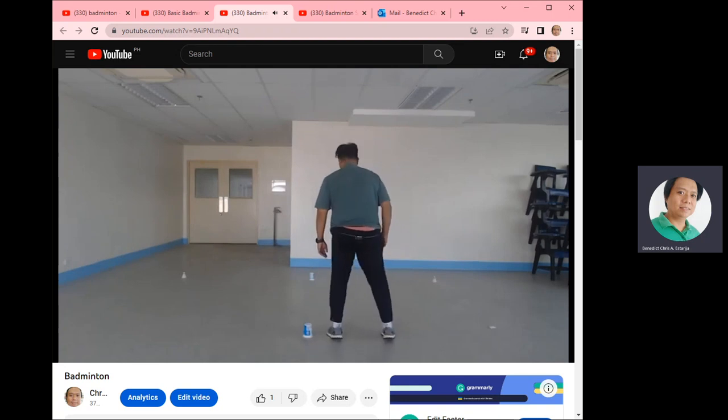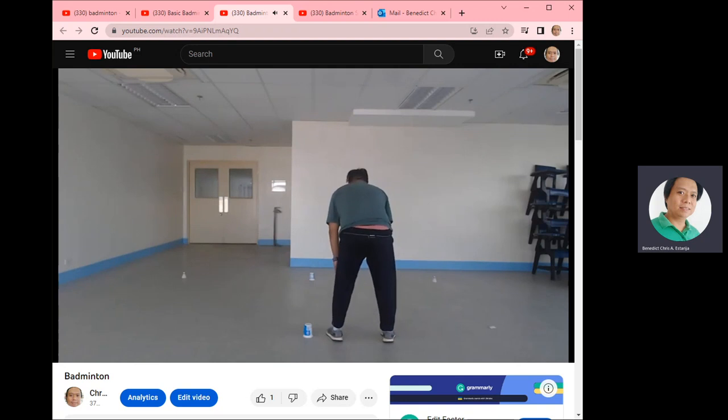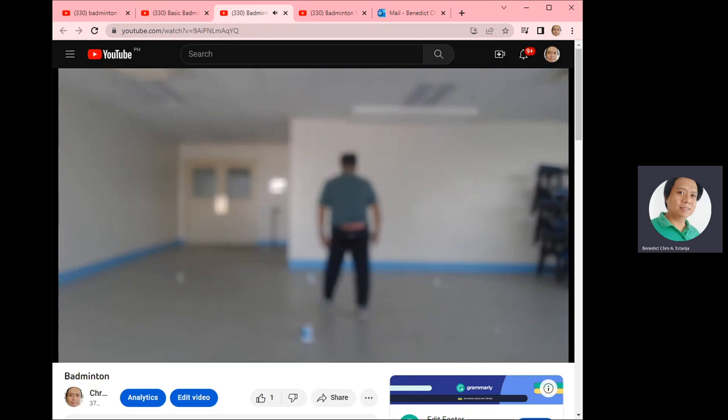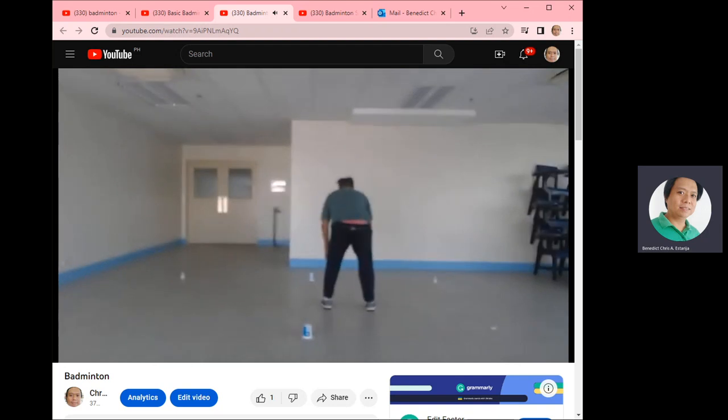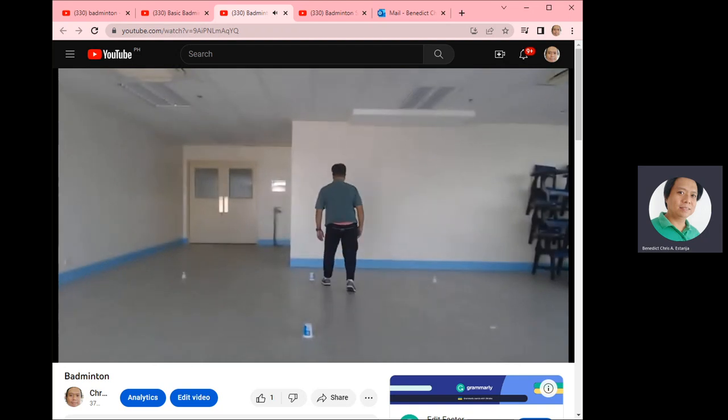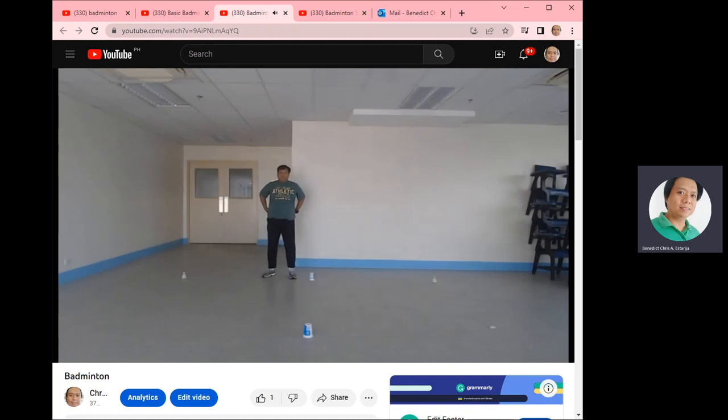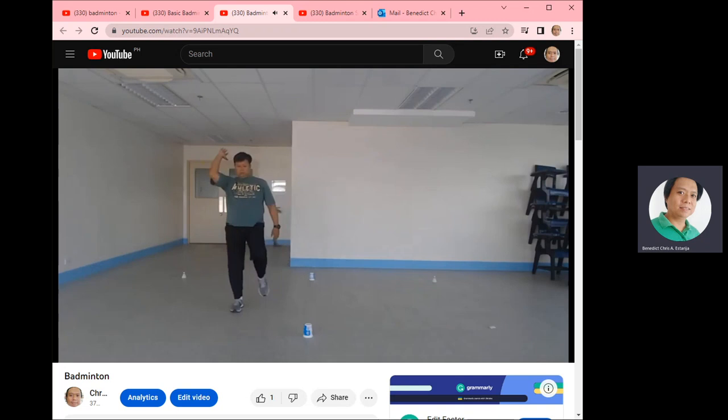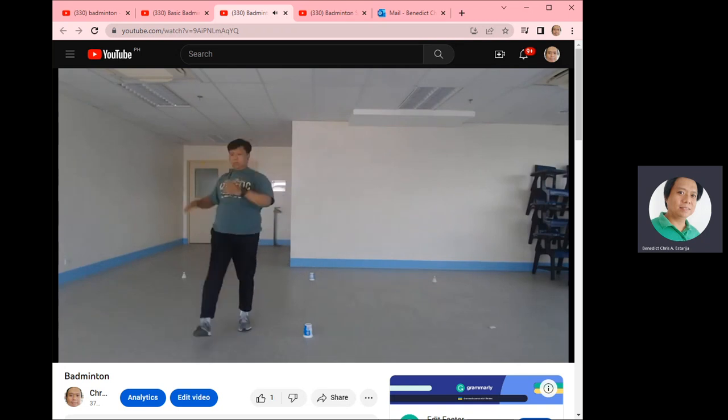Okay, then going back, also the same. Bend down, touch your knees first, and then your toes. Walk, knees, toes. Knees, and then toes. Okay, next would be waist twist. So from the starting marker, walk forward, waist twist, elbow to knee.